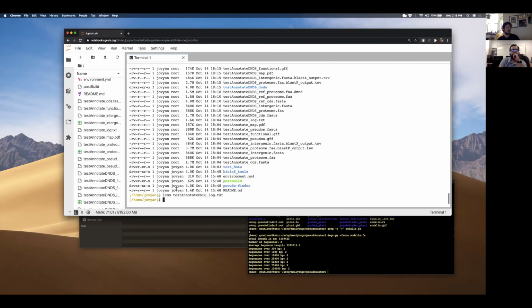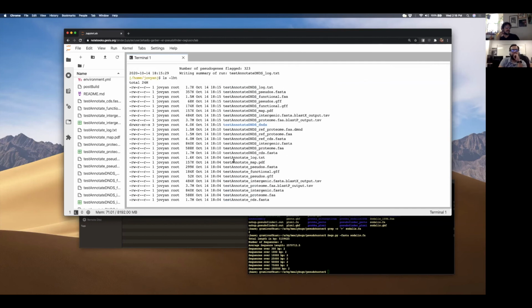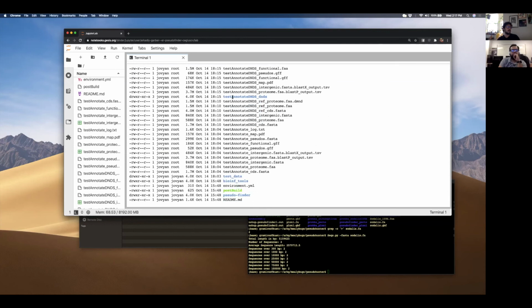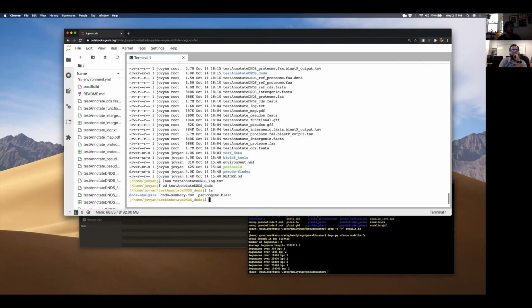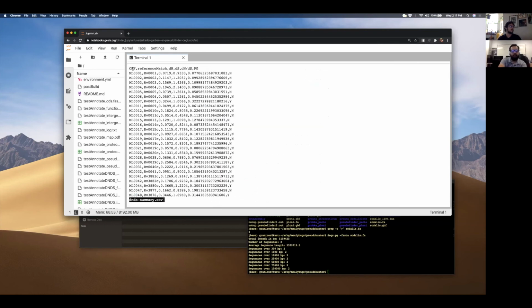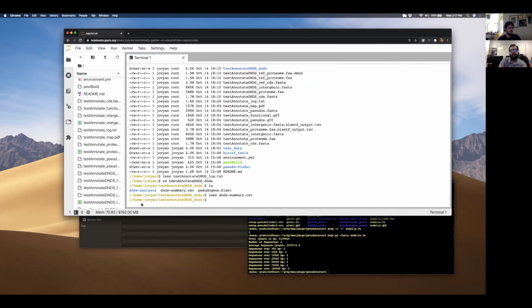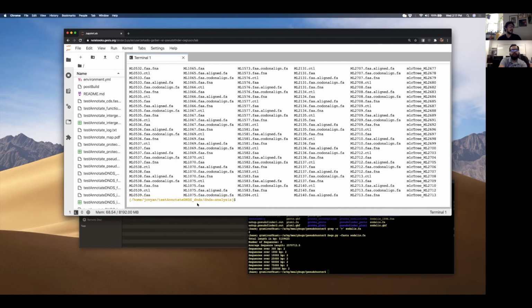If you want to evaluate the DNDS output a little bit more, you can go into this output directory that's created, and the summary file is here, along with all the BLAST results. This tells you the ORF from your query genome, the reference match in the tuberculosis genome, the DN value, DS value, DNDS value, and then N or Y for whether it's a pseudogene or not.